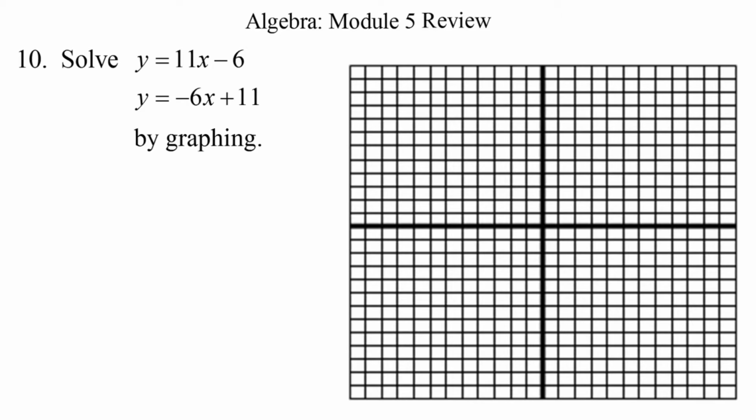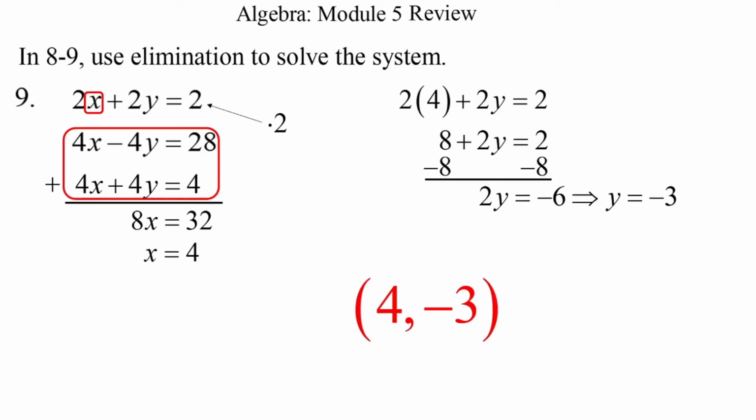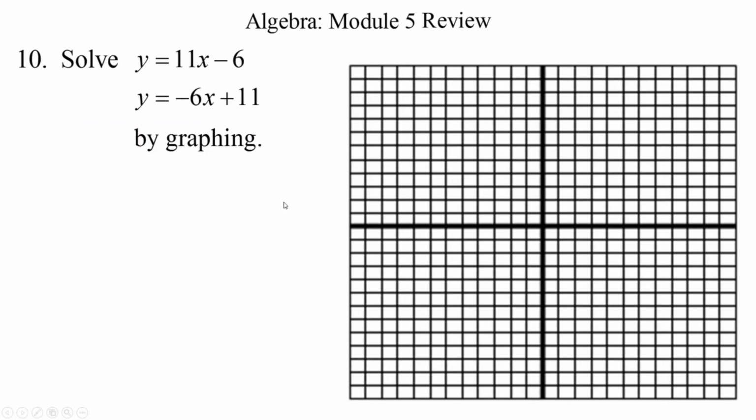All right, now we're going to solve a system, but this time we're going to use graphing. Remember, on the previous one, we solved the system with elimination, and we came up with the ordered pair 4 and negative 3. Remember, that is the point where our two original lines would intersect. So now, if they ask you to solve by graphing, you just graph both lines and approximate the point where they intersect.